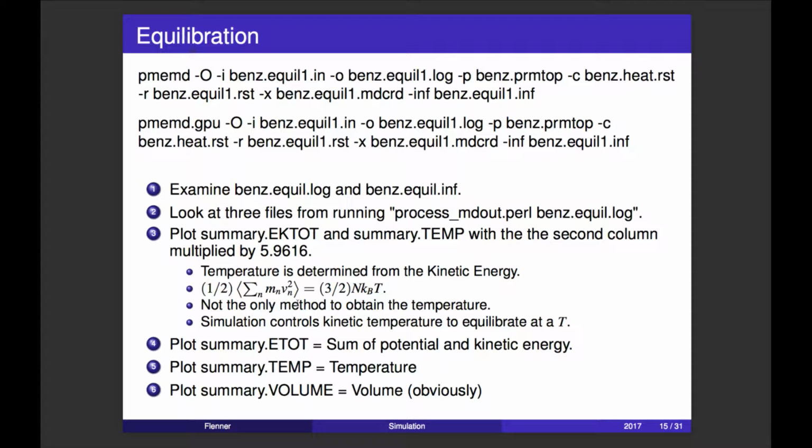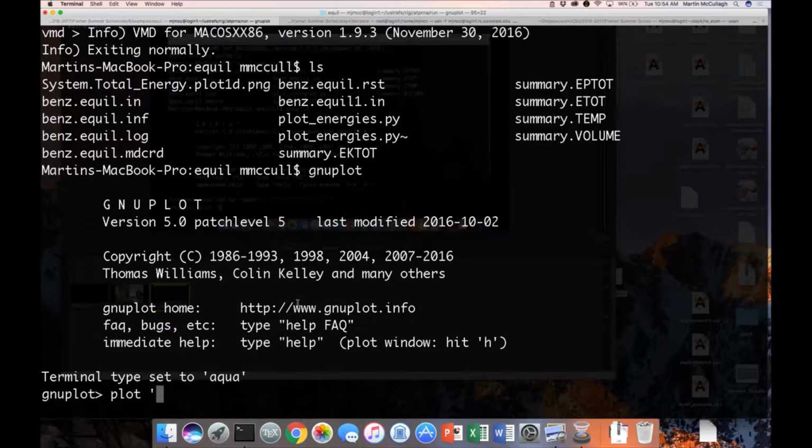This is not the only method to determine temperature in a simulation. There are many things related to temperature, many probability distributions, and any of these can be used to determine a temperature. This is by far the most common, and a lot of times when people talk about temperature in a simulation, this is what they're talking about.